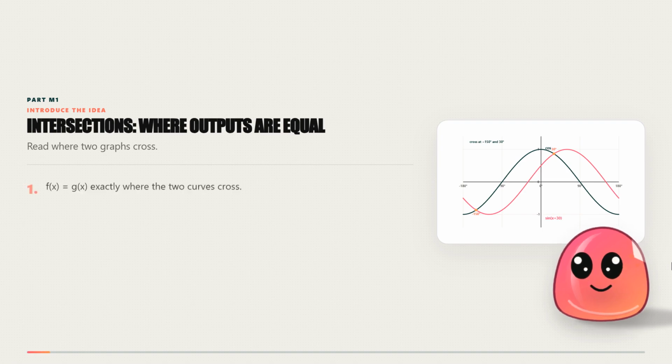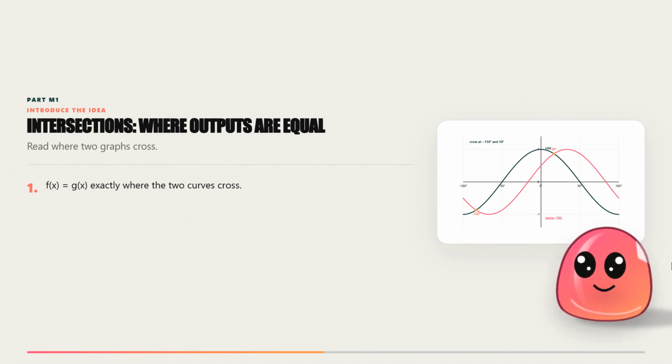Read where two graphs cross. Here's the key idea. f(x) equals g(x) exactly where the two curves cross. Read every crossing across the full domain. The two crossings here are at minus 150 degrees and 30 degrees.